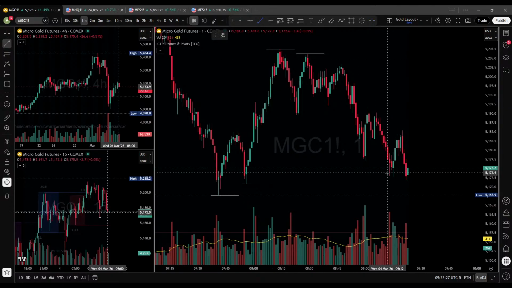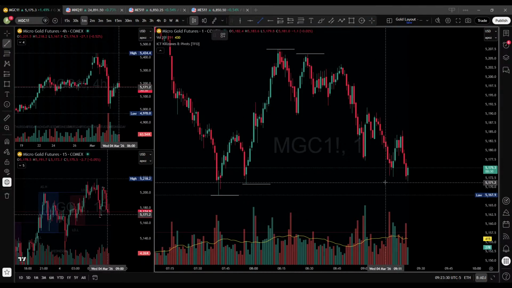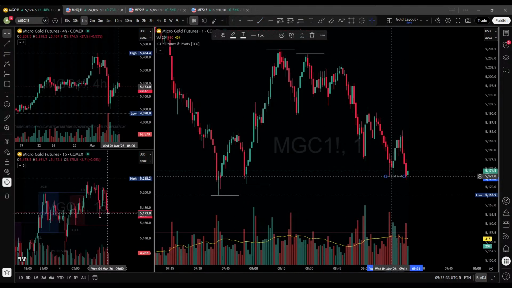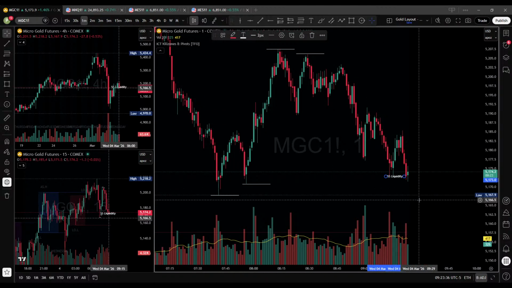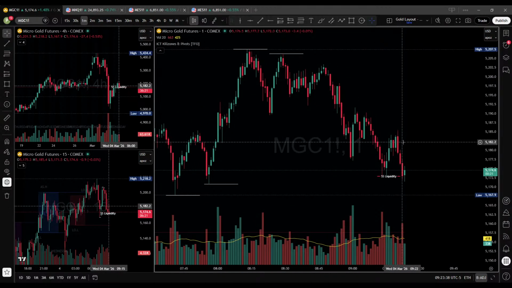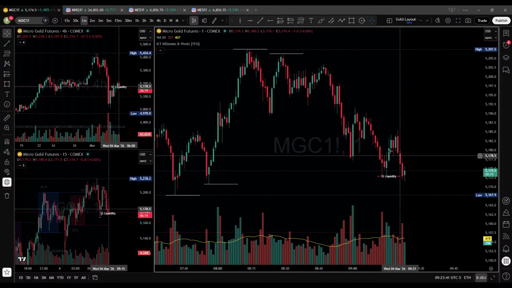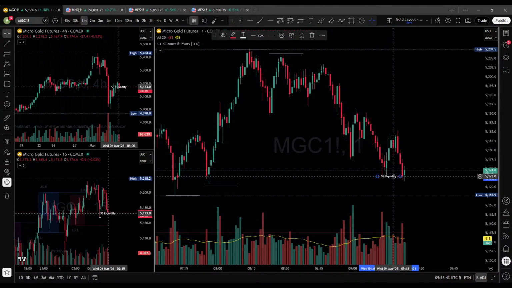relative equal lows, like on a smaller time frame. I'm not talking about a bigger time frame, but on a smaller time frame, 30 seconds, this is relative equal lows, which becomes sell side liquidity. I was just watching for the price. Now this we took as a continuation trade. This has draw on liquidity.